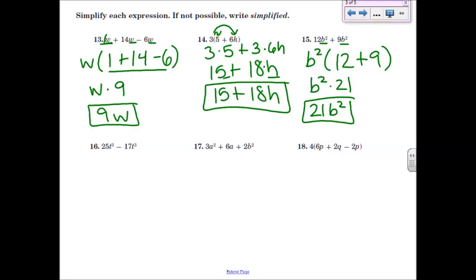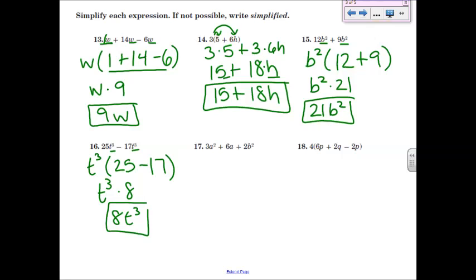In number 16, we have t cubed and t cubed, so those are common factors. We pull them out front, and we are left with 25 minus 17. 25 minus 17 is 8. And then we're left with t cubed times 8. We put the number out front, and we're left with 8t cubed.